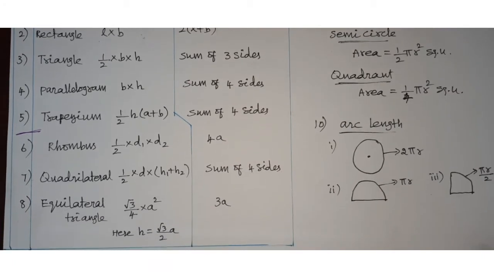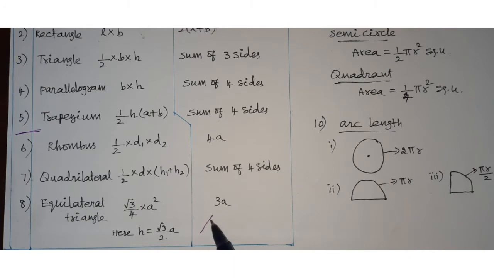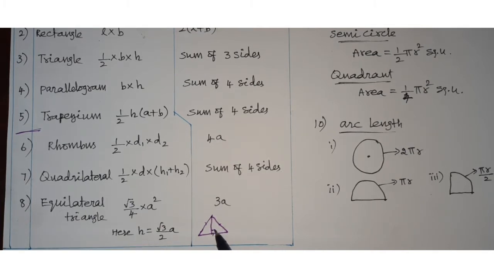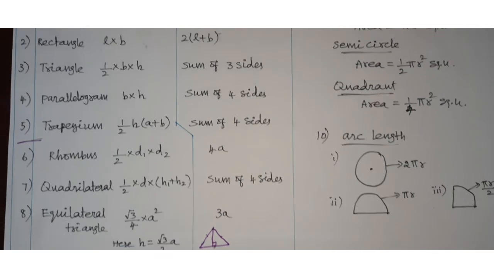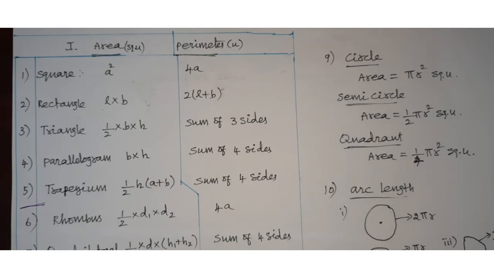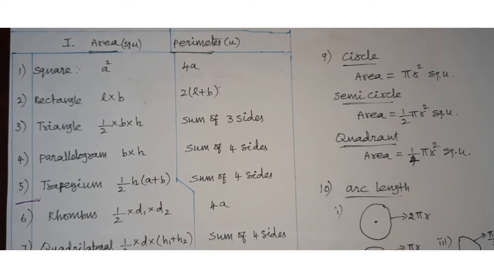And another one, in an equilateral triangle, all the three sides are equal. Here, how to find the height or altitude? Height equals root 3 by 2 into a. So from the 8 formulas, all of them you have already studied in 7th standard, and from those, the first 5 formulas we are using in exercise 2.2.